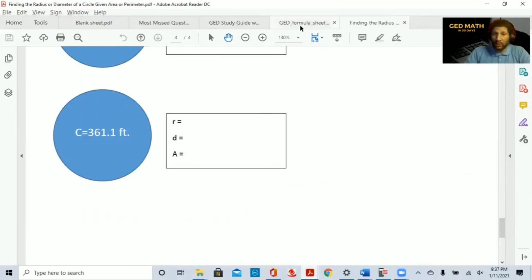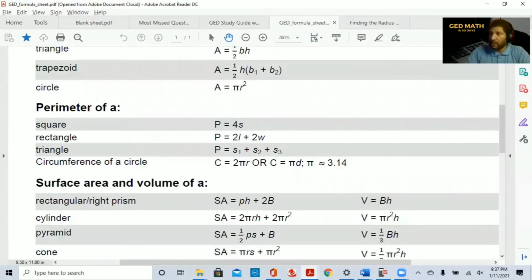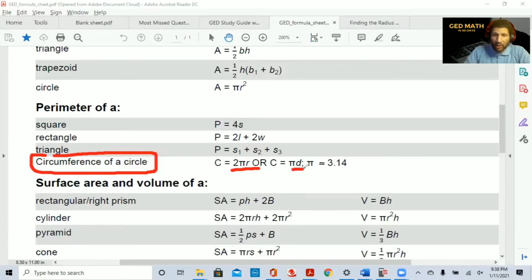Again, what we want to do is go to our formula sheet and find the circumference. The question kind of gives you a roadmap of how to figure it out. They gave you the circumference, so we're going to look on our formula sheet. We see the circumference of a circle, and we have two formulas, 2 pi r or pi times d. Basically, they are the same equation because twice your radius is your diameter.